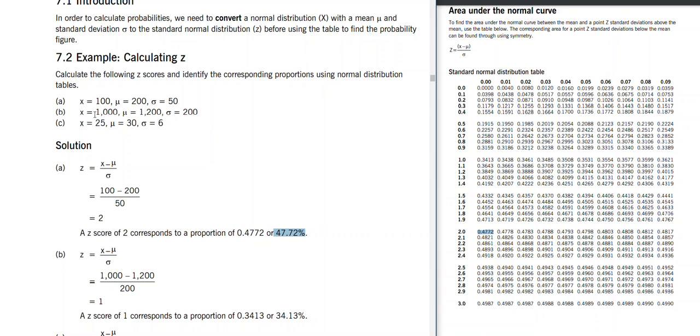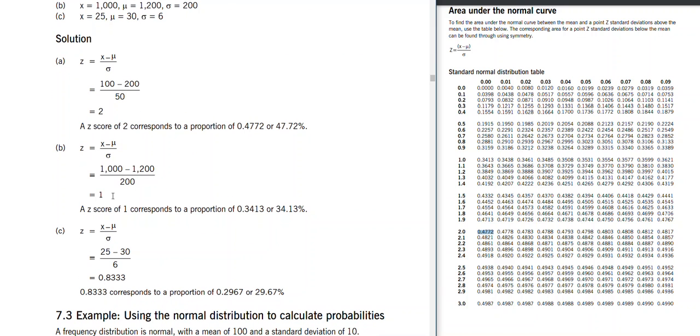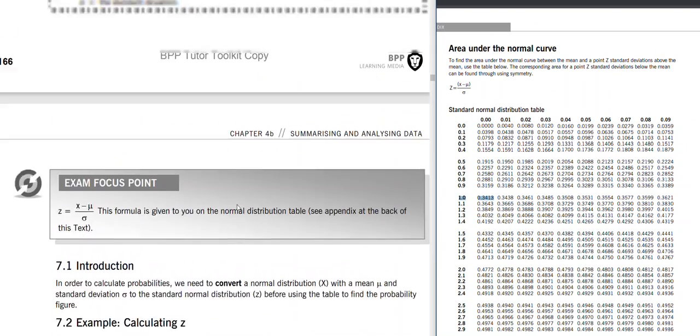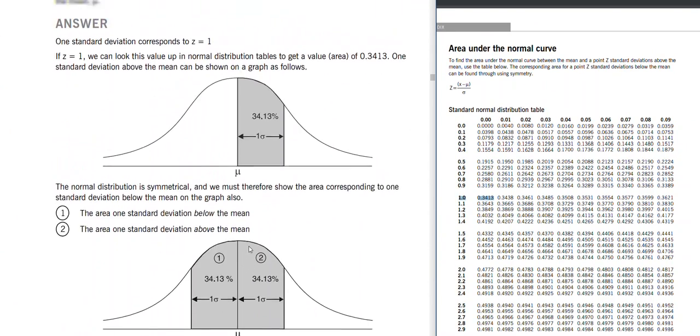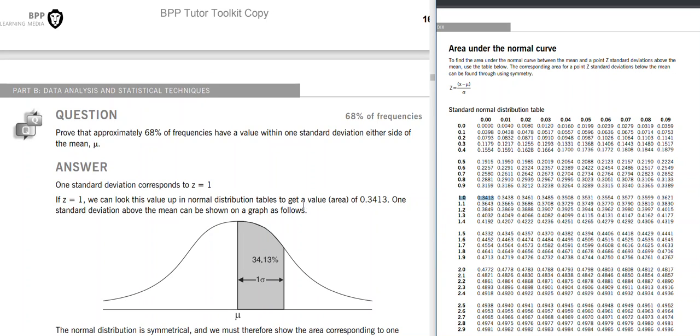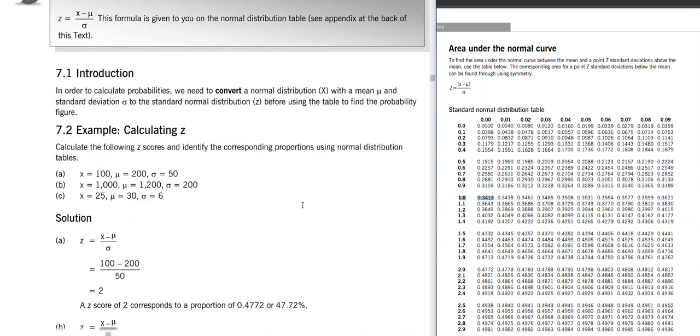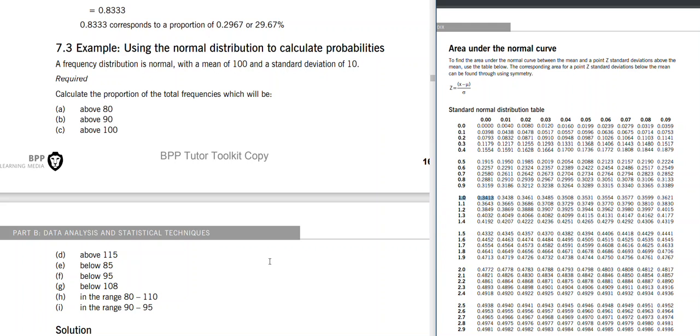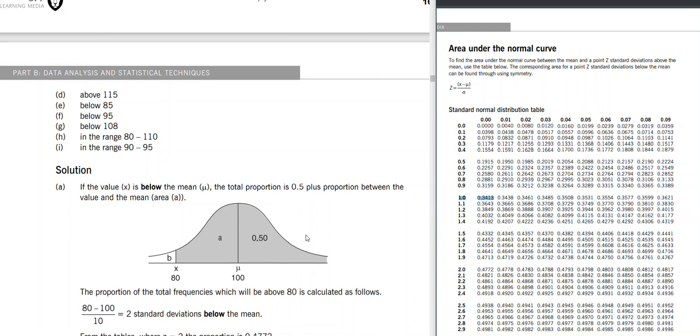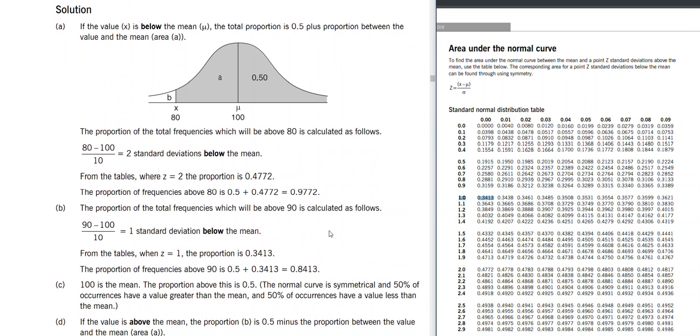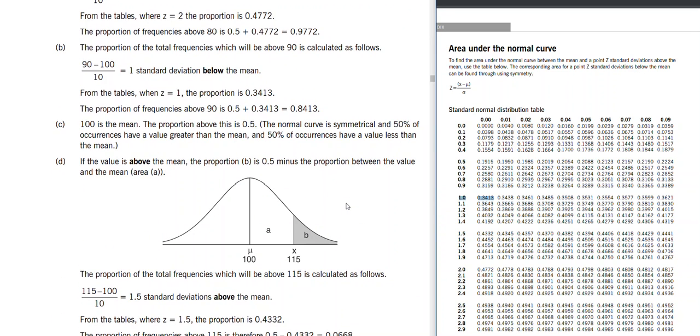In this other example, we had x, 1000 minus 1200, divided by 200 gives you a z-score of 1. And when you look at that, you can find it is 34.13%. Just like previously, percentage was given, we found the standard deviation, the z-score, and here the z-score is given, we find the percentage. So from the z-score, you can find the percentage. From the percentage, you can find the standard deviation.